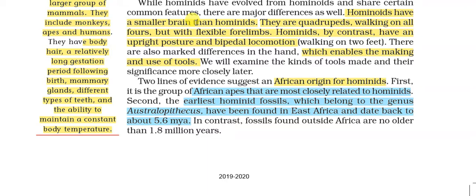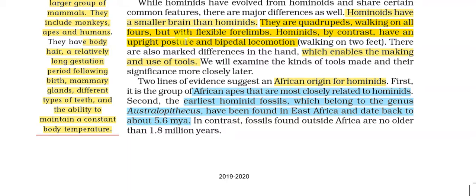Point number one. Point number two, hominoids were quadrupeds. Who are quadrupeds? Quadrupeds are species that walk on all four limbs, right? Their spinal cord is not erect and therefore they are walking on all four limbs. So imagine a chimpanzee, they walk on all four limbs. They are somewhere down the line the same as hominoids. Hominoids used to walk on all four limbs. Hominids, on the other hand, had an upright posture. What does it mean?